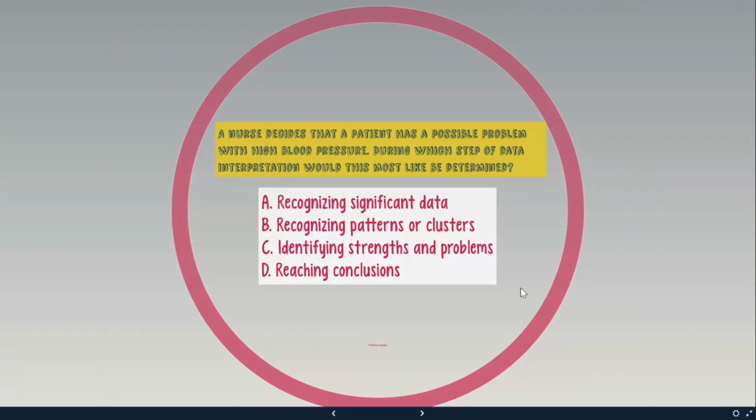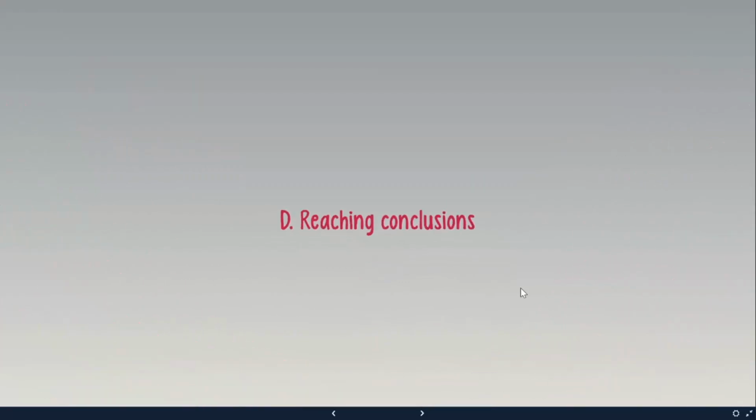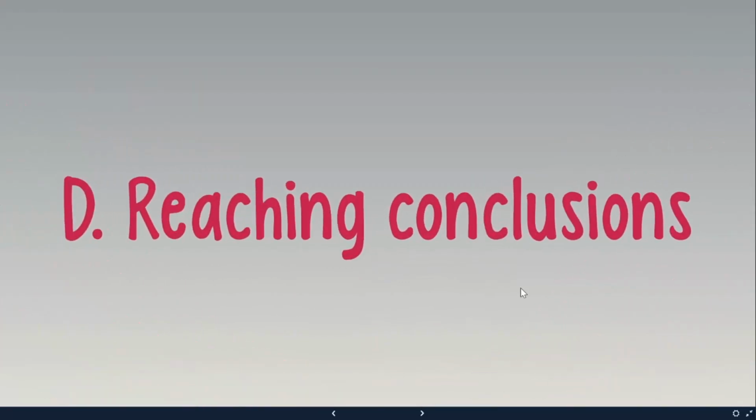So, a little knowledge check here. A nurse decides that a patient has a possible problem with high blood pressure. During which step of data interpretation would this most likely be determined? Recognizing significant data, recognizing patterns or clusters, identifying strengths and problems, or reaching conclusions? If you said reaching conclusions, you are absolutely correct. If we're thinking that a patient has a problem with high blood pressure, then we've already worked through the other steps listed there and we've already reached a conclusion.